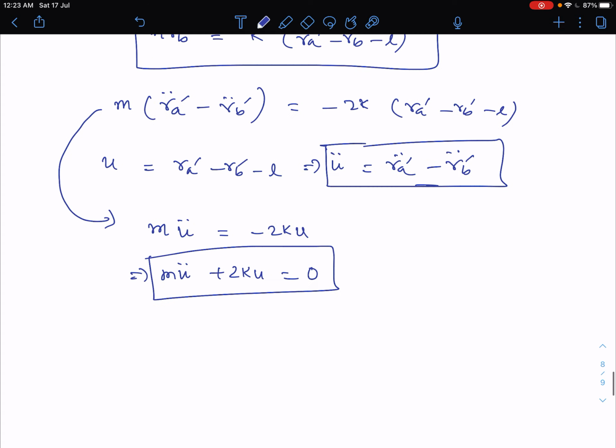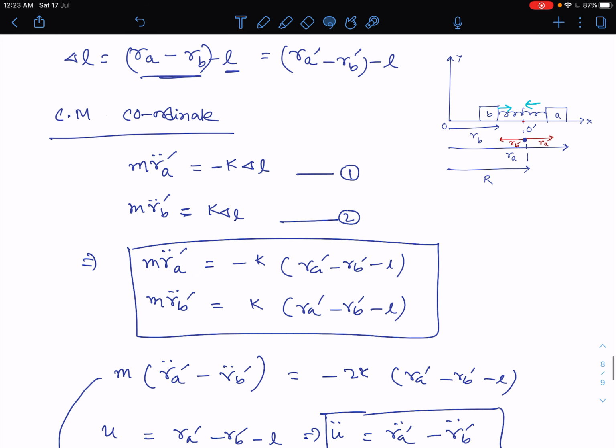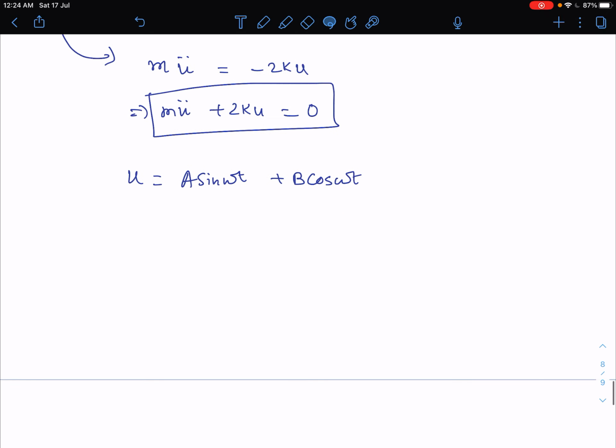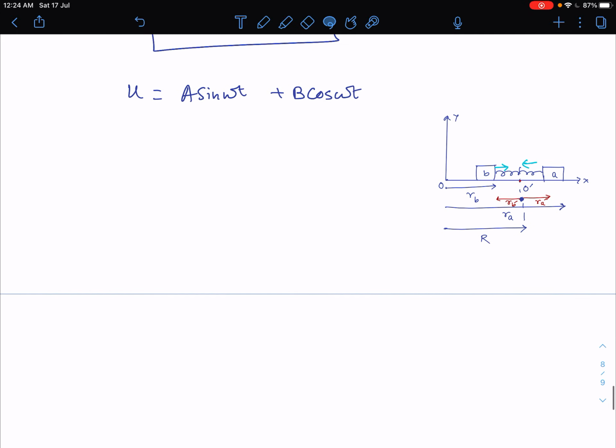You know this is the equation for simple harmonic motion. So the general solution is just u equals a sin omega t plus b cos omega t, right? Taking again this picture here, u is this thing, u at time t.